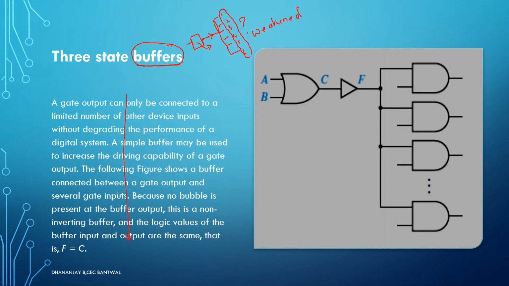Why do we call it a 3-state buffer? Just because of the states in which it is going to work, we call it a 3-state buffer, or a tri-state buffer. That is one application of a buffer.